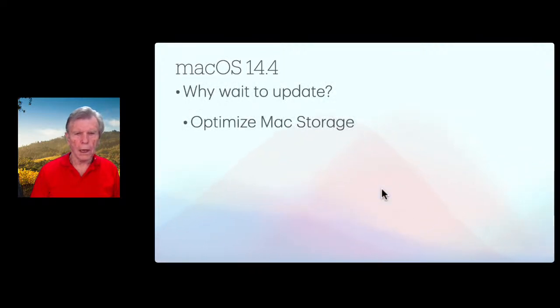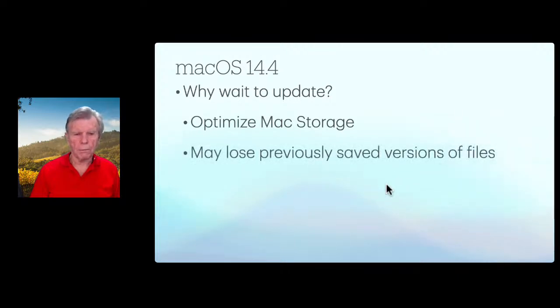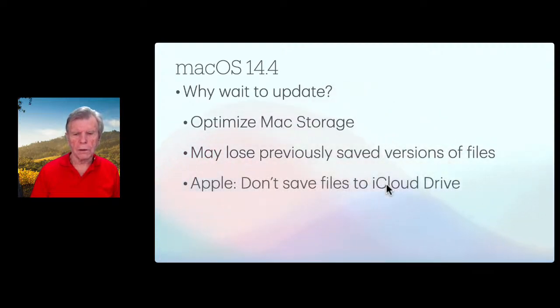So I just found this today. Another bug with macOS 14.4 is if you've turned on optimized Mac storage in your settings, which is Mac storage on iCloud, then you may lose previously saved versions of files. If you delete a file, it will delete all the versions of that file. So the way it's supposed to work, you delete that file, the versions are kept. But now if you delete one version, they all go away.